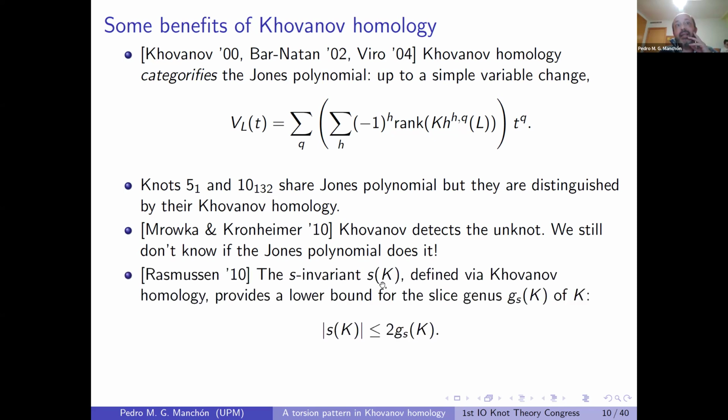The invariant defined by Rasmussen via Khovanov homology provides a lower bound for the slice genus. This bound was used by Piccirillo in order to prove that the Conway knot is not slice.